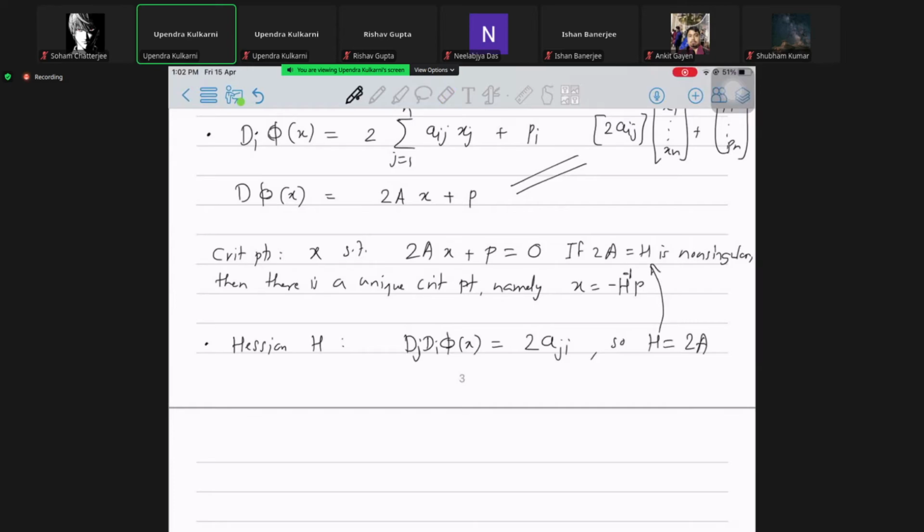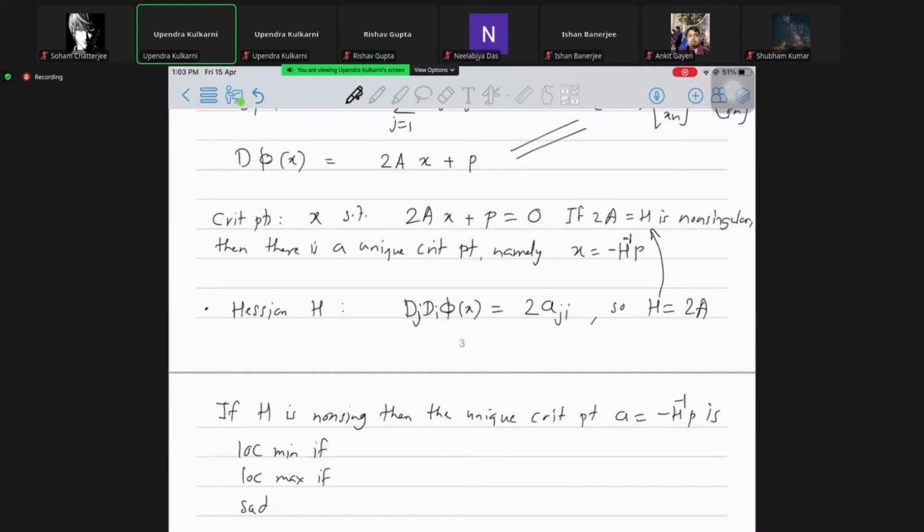And then I know exactly what happens: if H is non-singular, then the unique critical point x equals minus H inverse of p is a local minimum if H is positive definite, a local maximum if H is negative definite, and a saddle point otherwise.